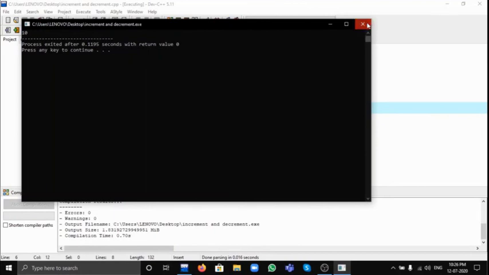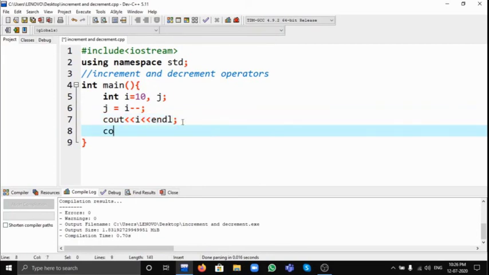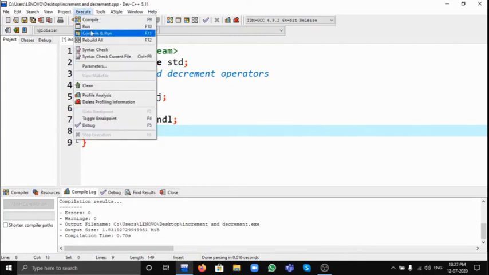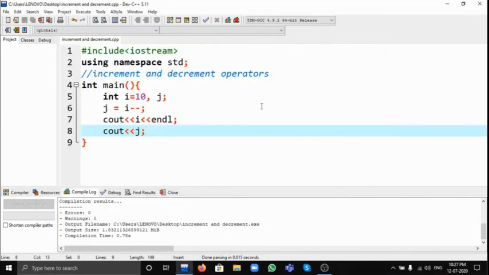All right. So what will happen if I print i again here? So I'm going to put here endl and j. So what will be the value of i and j? The value of i will be 9 and the value of j will be 10. Let's see it. 9 and 10. Okay.